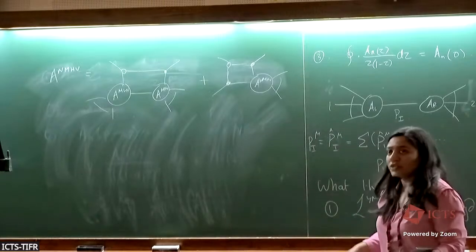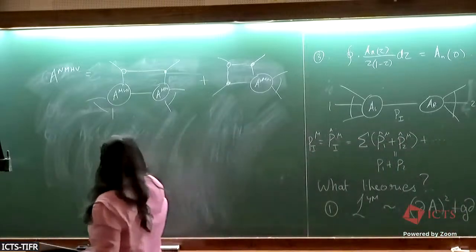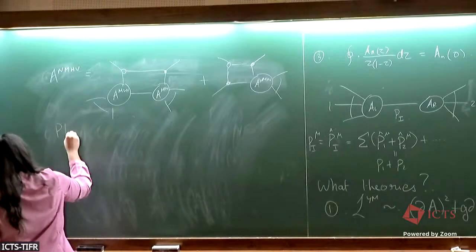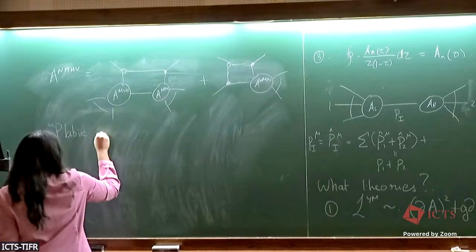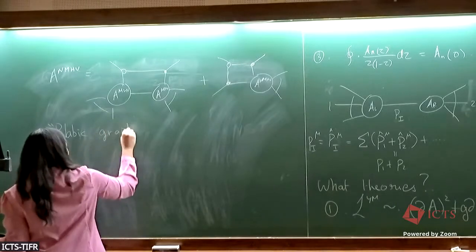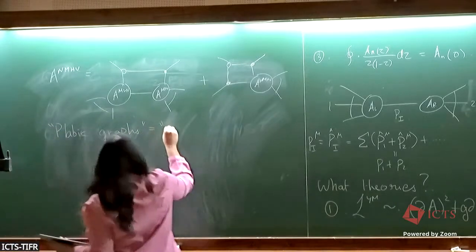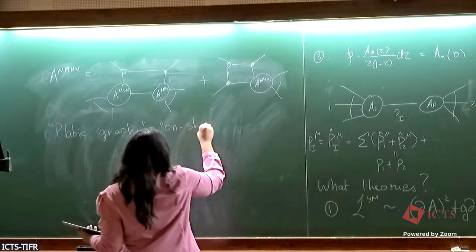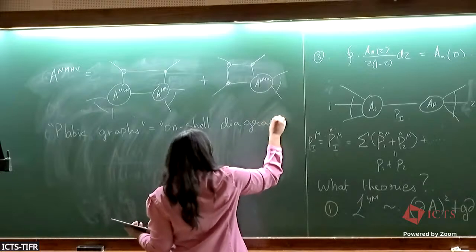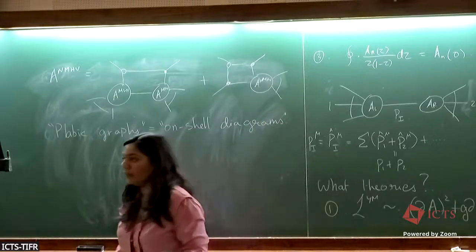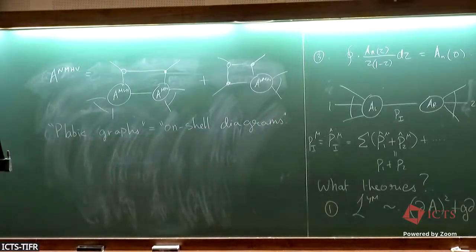Okay, so these are what Melissa was considering. These are called Playbig graphs, planar bicolored graphs, or more commonly in the physics literature called on-shell diagrams. Okay. So yes, this is a bit of a jump, but basically adding this allows you to do BCFW.